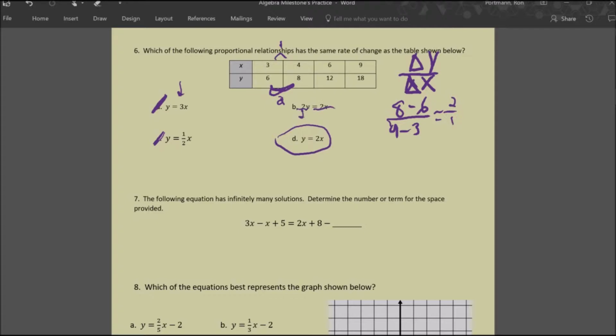If you do that on one side, you've got to do it on the other side. 2 divided by 2 would be 1. That would be y equals x. Not y equals 2x. Your answer would be D.